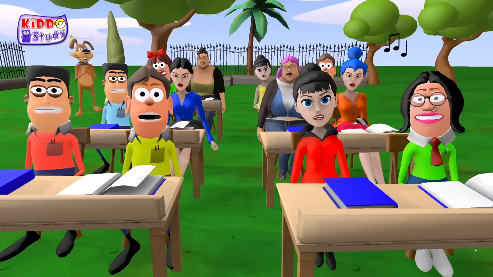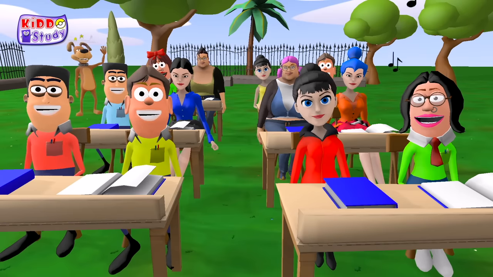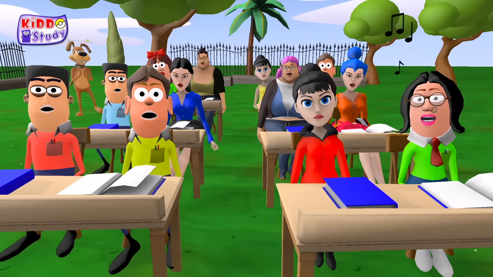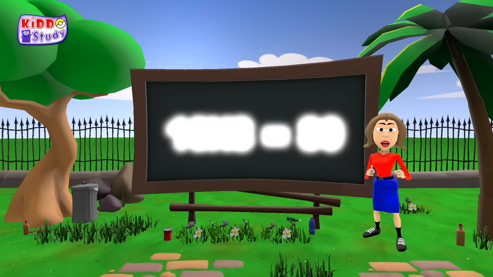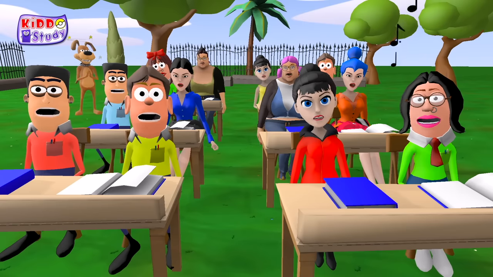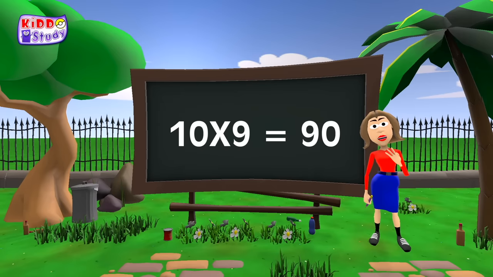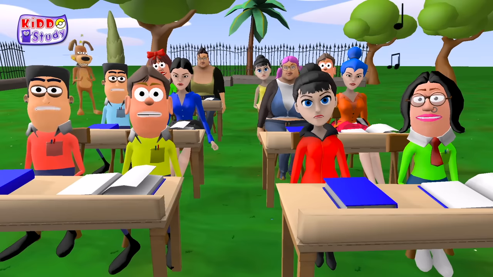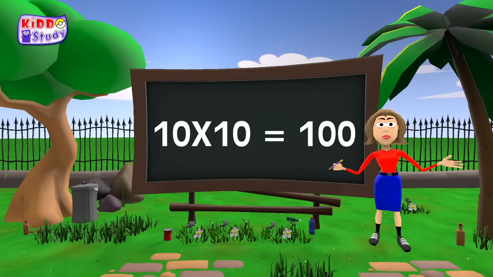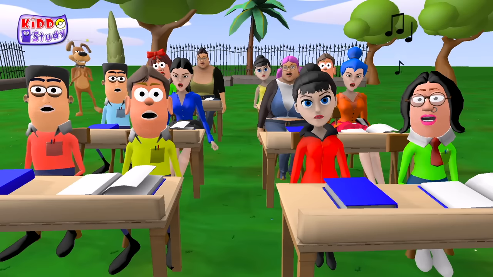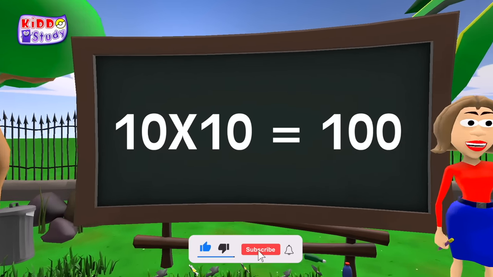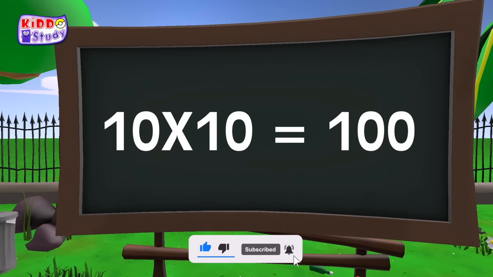10 sixes are 60. 10 sevens are 70. 10 eights are 80. 10 nines are 90. 10 tens are 100. Once again, children.